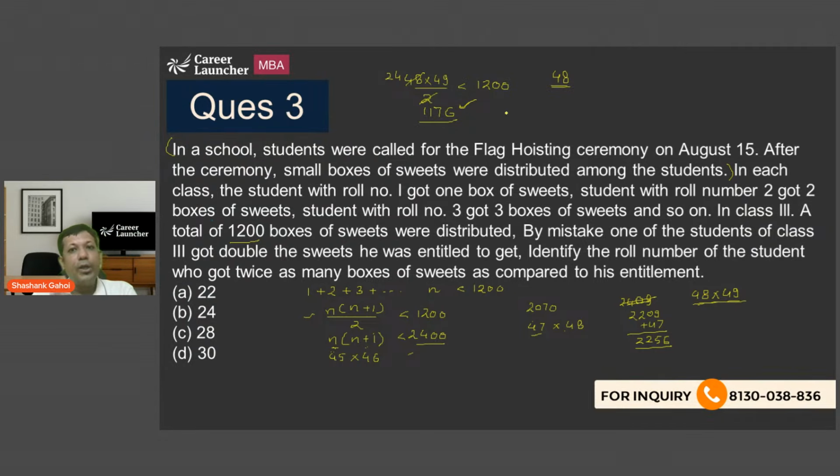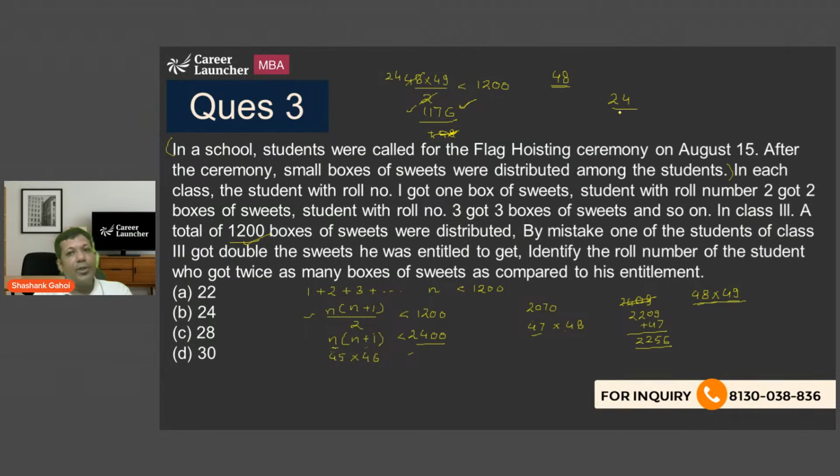Right? अगर 49 students होंगे, so what should be the total number of boxes distributed? ये 48 numbers तक का sum है, इसमें 49 add करेंगे तो 49 तक का sum आ जाएगा, right? So that is going to be greater than 1200. So इसका मतलब number of students in the class 48 ही होने चाहिए, right? So total number of boxes that should be distributed should be 1176. But what is the total number of boxes that were distributed? That is 1200. It means one guy got 24 extra.